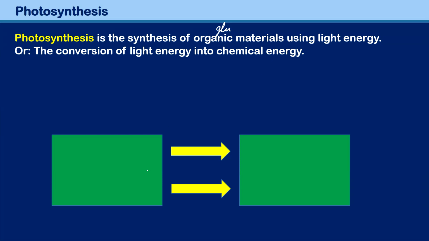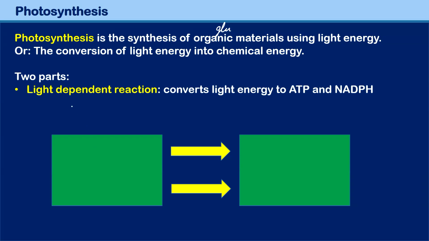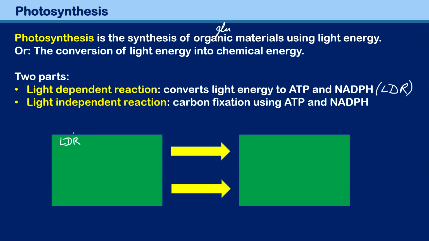And I've now made over here two nice green boxes. Green because plants are green. And there are two parts to photosynthesis. The one is called the light-dependent reaction. That's this one over here. I abbreviate this with LDR, light-dependent reaction. So I'm going to write this down in here. And then there is also the light-independent reaction, and I call this the light-independent reaction.